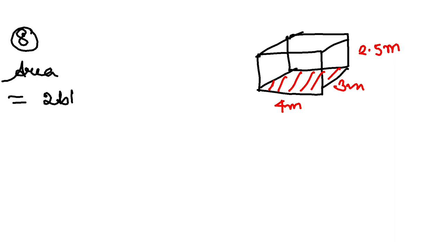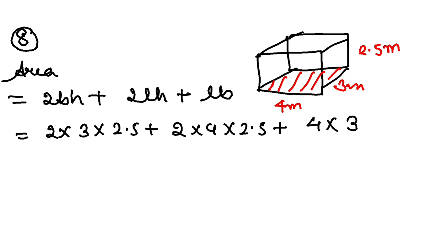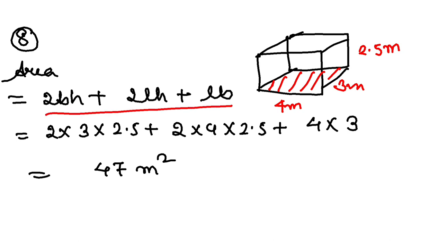So that will give you 2BH plus 2LH plus the top will give you LB, bottom is excluded. So 2 into 3 into 2.5 plus 2 into 4 into 2.5 plus 4 into 3. You can calculate this and your final answer will be 47 meter square. Very simple. The only thing you have to understand is the base is excluded, and that's why the formula becomes like this. Alright, so that's the end of 13.1. In the next video I shall be discussing 13.2.